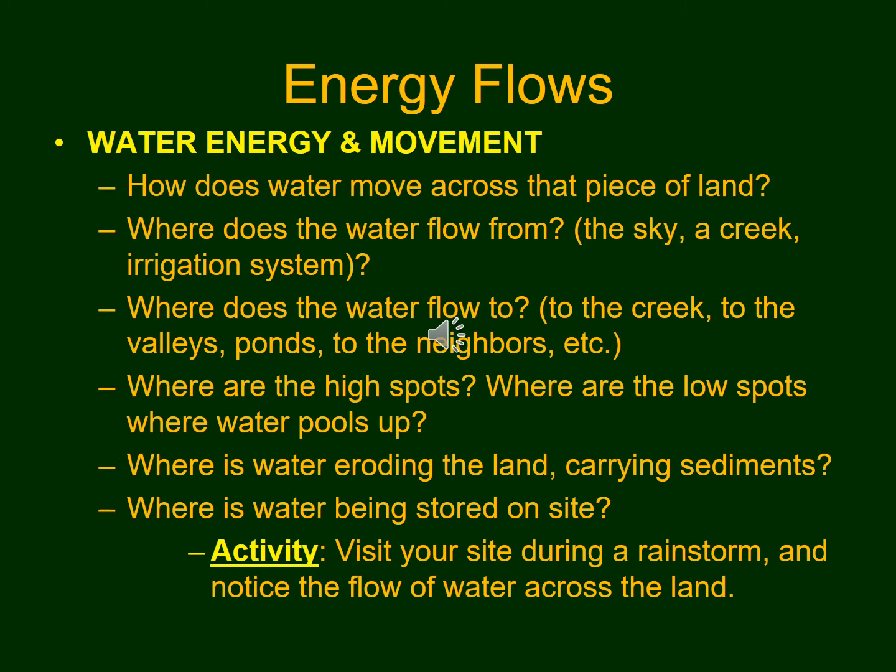For each of these types of energy flows, we can ask ourselves a number of questions to help understand how they are affecting the site. For example, with water and energy, the permaculture designer can think, how does the water move across that piece of land? And as the designer is on the piece of land, think about and observe, where does the water come from? Where does the water flow to? Where are the high spots where the water flows away from, and where are the low spots where it pools up? Is the water eroding the land?